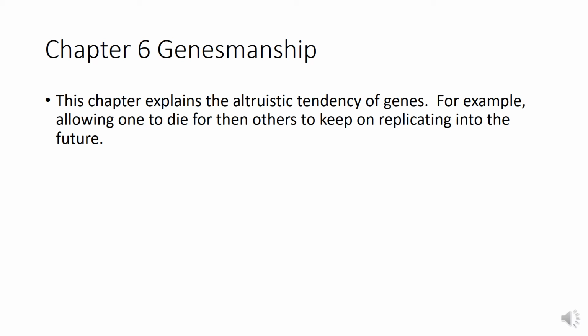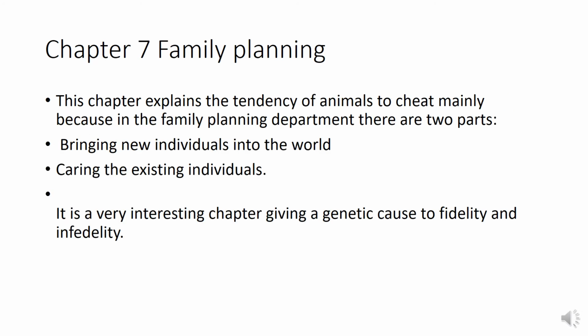Chapter 6. Genesmanship. This chapter explains the altruistic tendency of the genes. For example, allowing one to die for 10 others to keep on replicating into the future. Chapter 7. Family Planning. This chapter explains the tendency of animals to cheat, mainly because in the family planning department there are 2 parts: bringing new individuals into the world, and caring for the existing individuals. It is a very interesting chapter giving genetic cause to fidelity and infidelity.